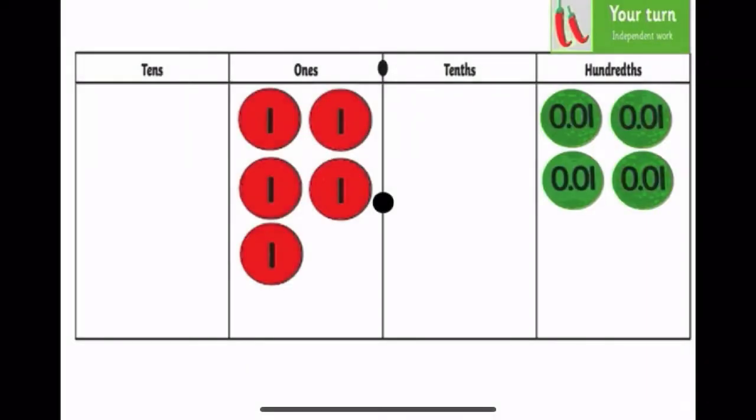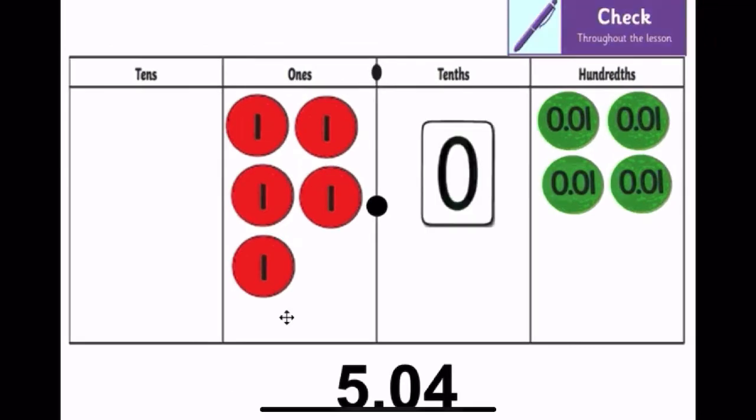Pause the video and write this as a decimal, and then we'll look together at our answer in a moment. So let's have a look at this together. So we've got 5 ones. We don't have any tenths, so a 0 needs to be used here. And we've got 4 hundredths. So we can write that as 5.04. We're going to have a look at some steps to success now for writing decimals, and then we're going to do some chilly challenges, which we'll look at in a moment.